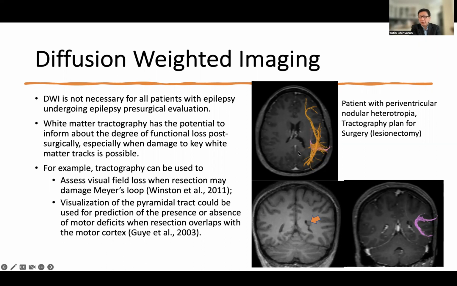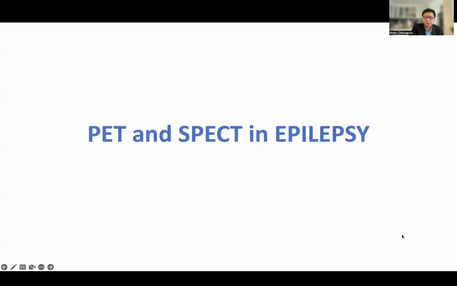This is an example of a case with tuberous sclerosis, where we worry because the heterotopia is close to the occipital cortex, so we do tractography to guide resection of this lesion and to avoid visual loss or visual field defect after surgery.